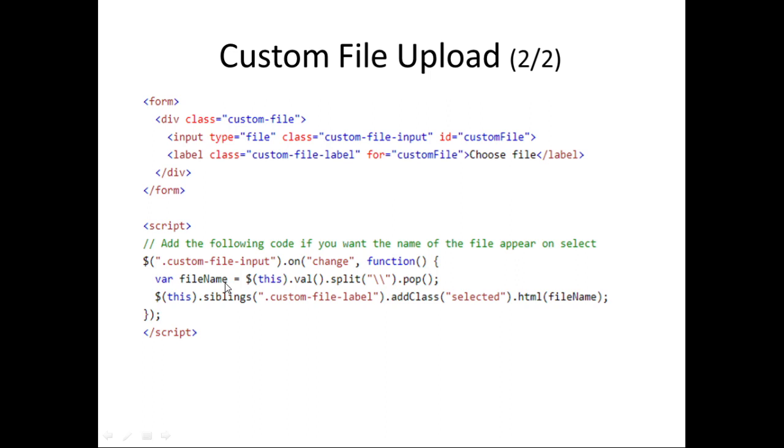So we have the file name, and then the siblings. So these are the two siblings. Custom file label, add class selected, HTML, and then file name.